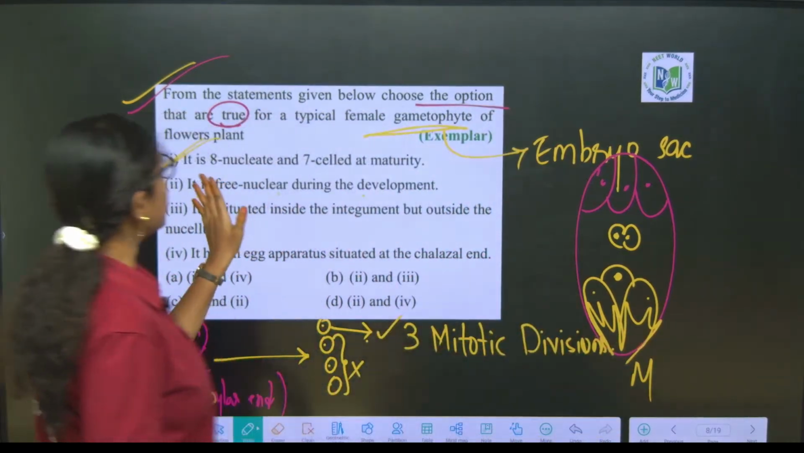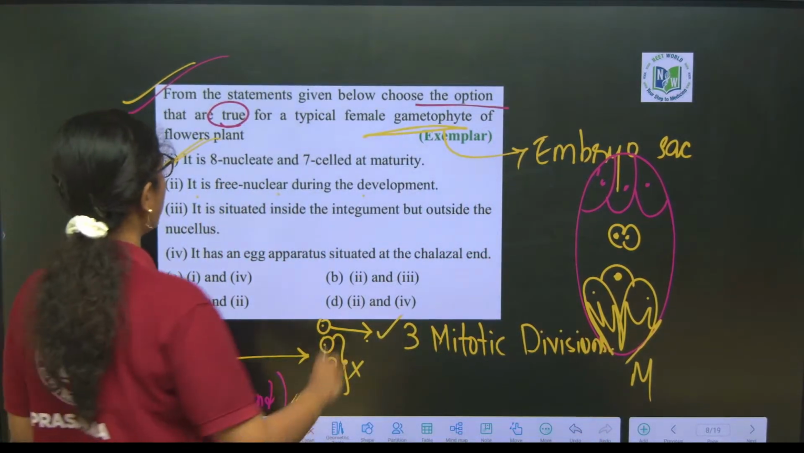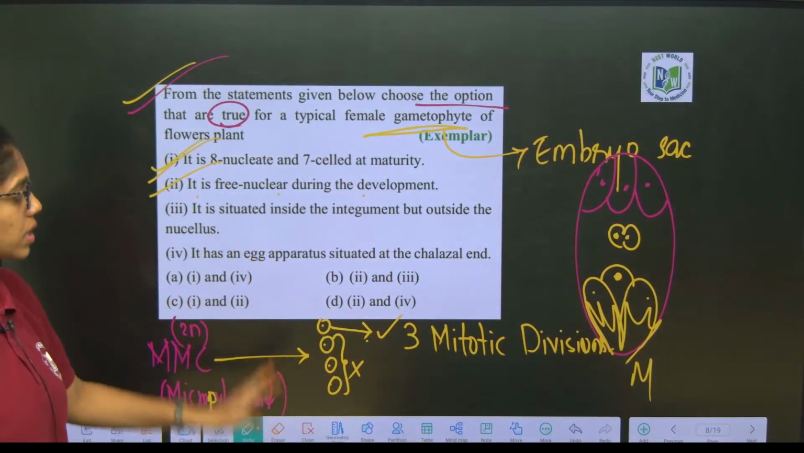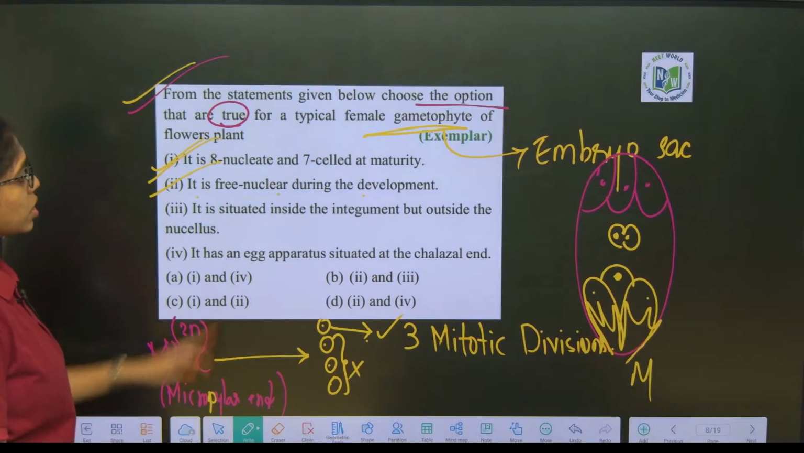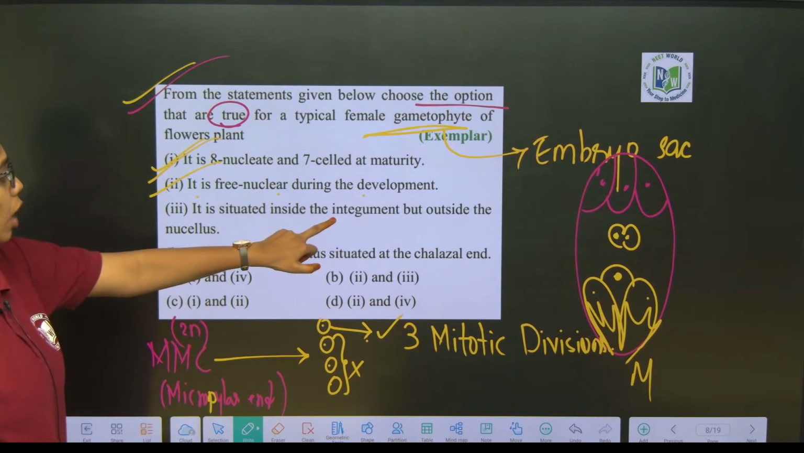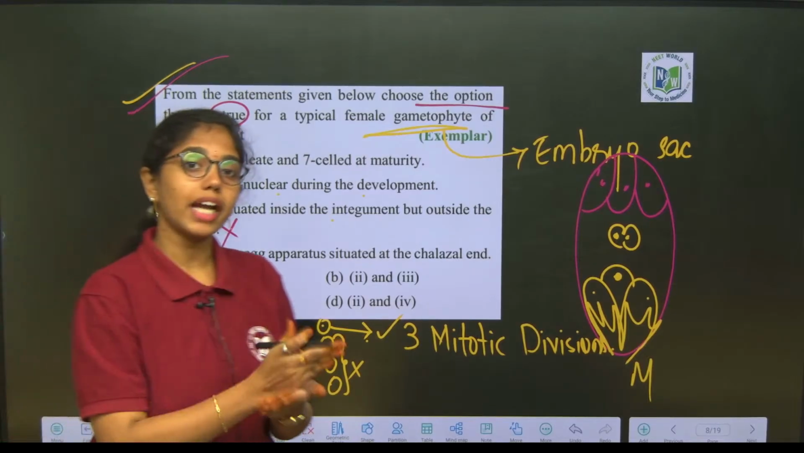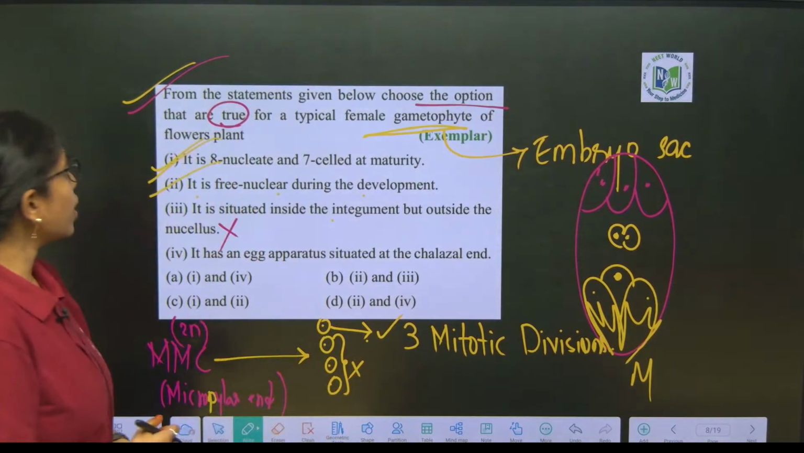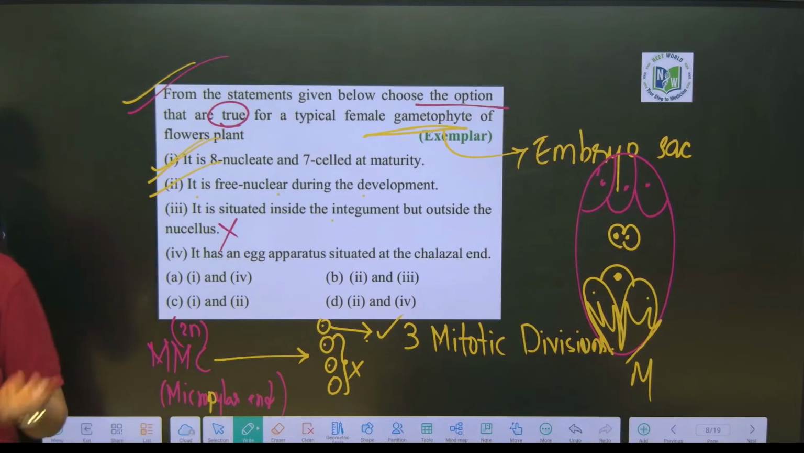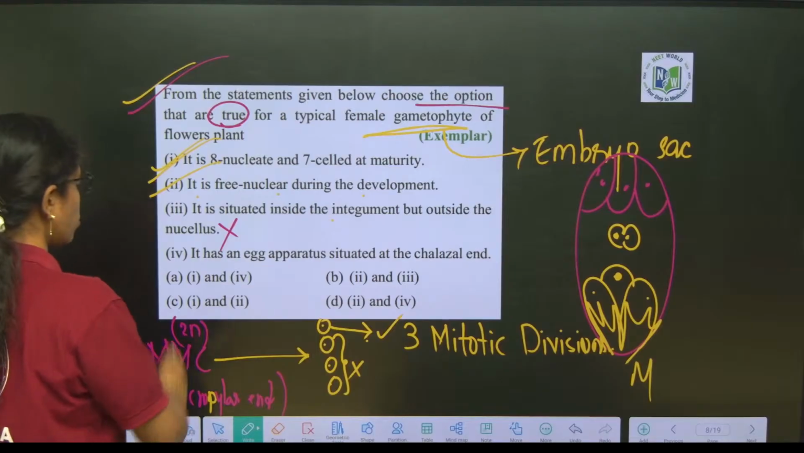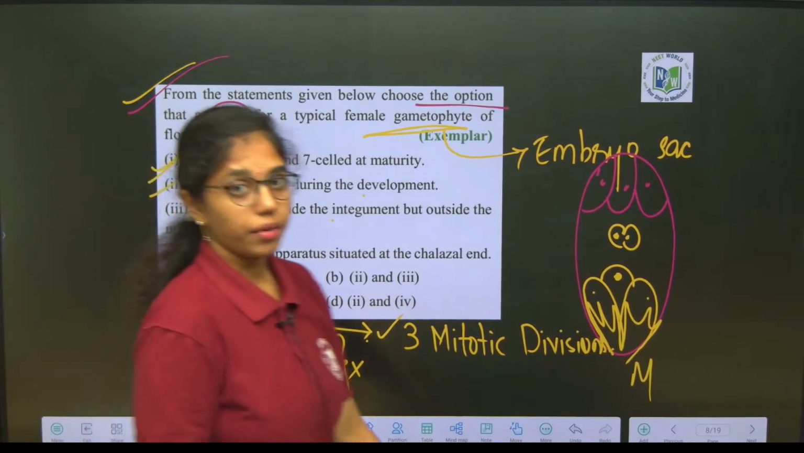So here, this is free nuclear development only. 2 is also correct. Next, this is situated inside the integument but outside the nucellus? No, it is situated inside the integument and inside the nucellus only. So here, what are the correct statements with respect to the female gametophyte, that is the embryo sac? 1 and 2. Option C will be the right answer.